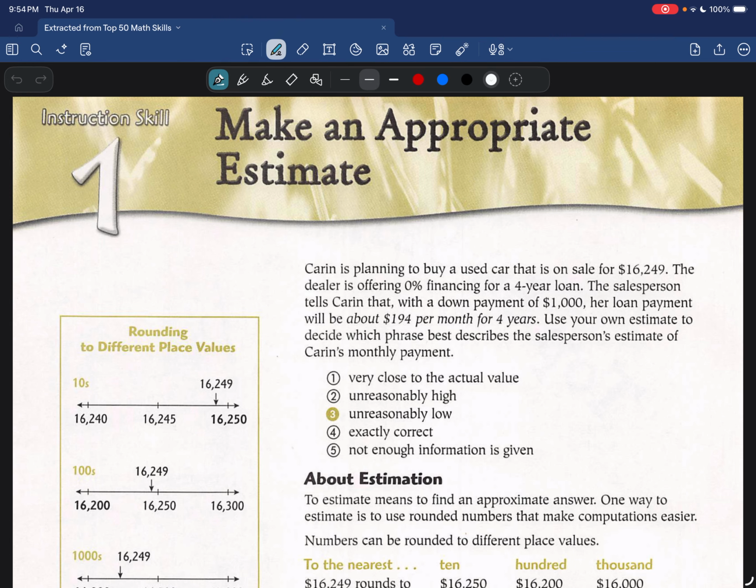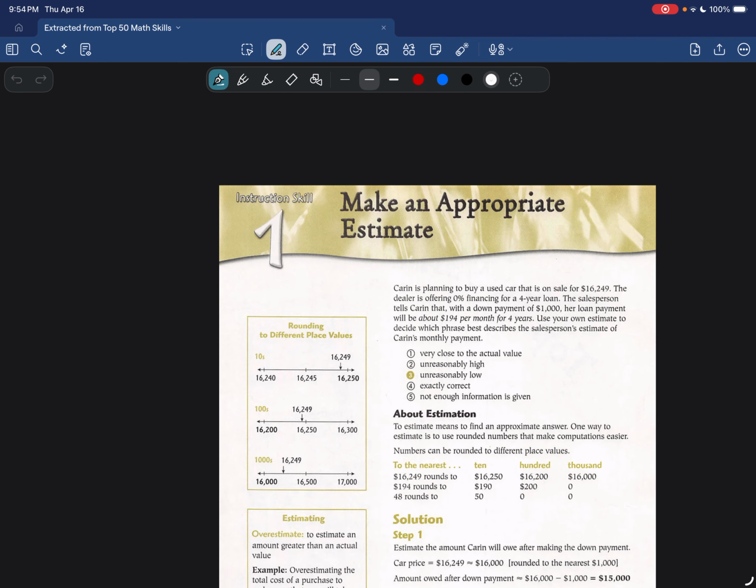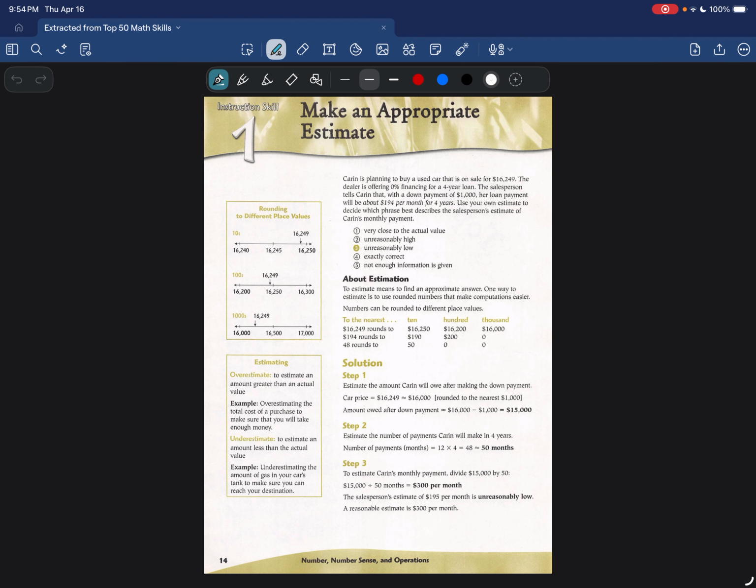Instruction skill 1 is make an appropriate estimate. And this is page 14 of the textbook. The computation that goes along with this is on page 142. If you haven't already done that, I would stop and try that before watching this video.